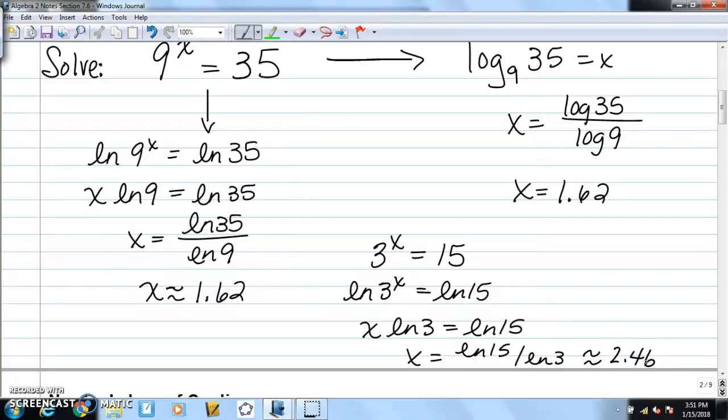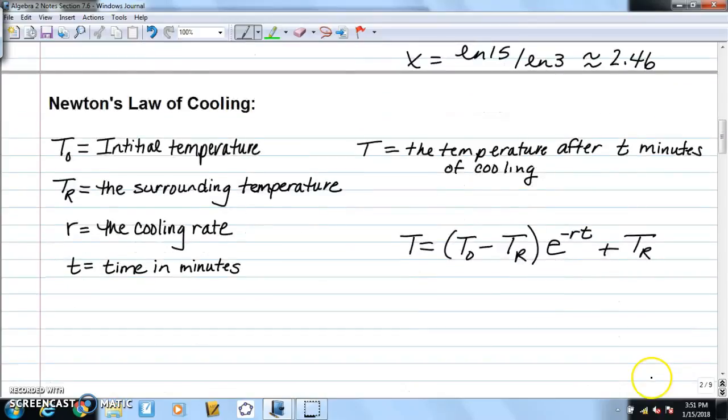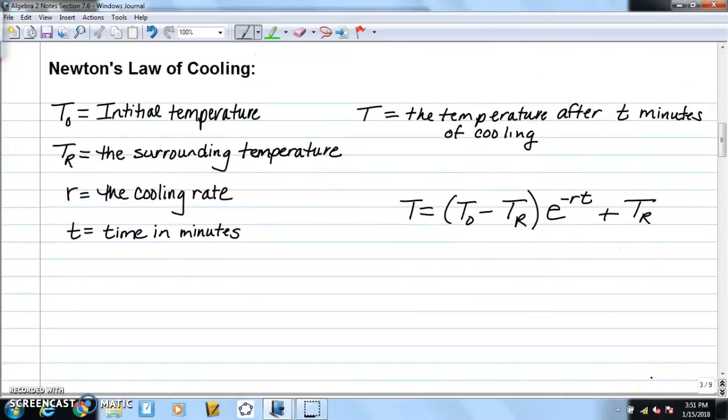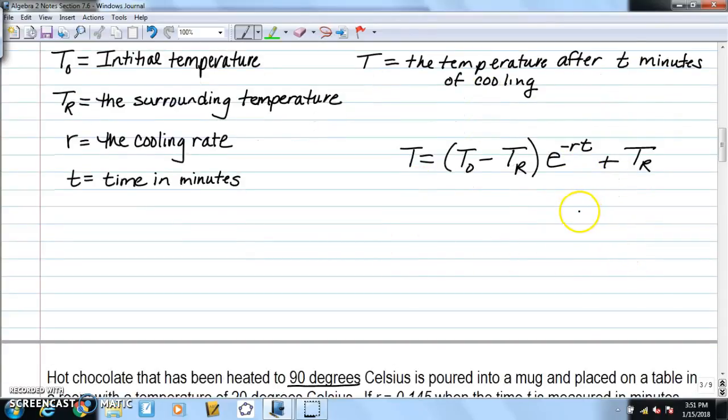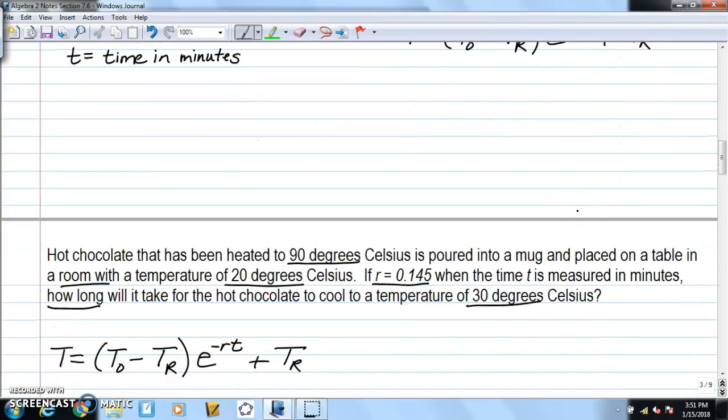All right, Newton's law of cooling. T sub 0 is your initial temperature, T sub r is the surrounding room temperature, R is the cooling rate, t is the time in minutes, and T is the temperature after it's cooled for t minutes. So here's your equation. Now we're going to use this equation in some examples on the assignment today, and right here we're going to do one.